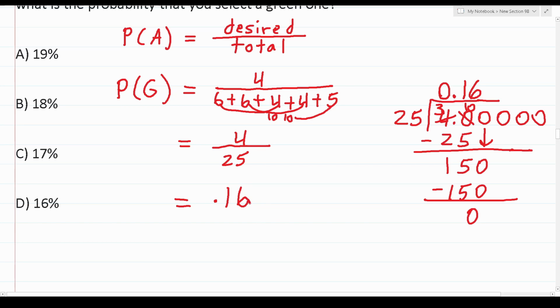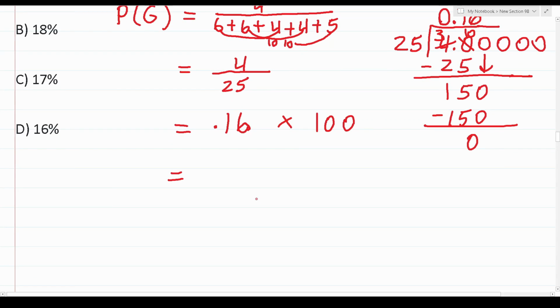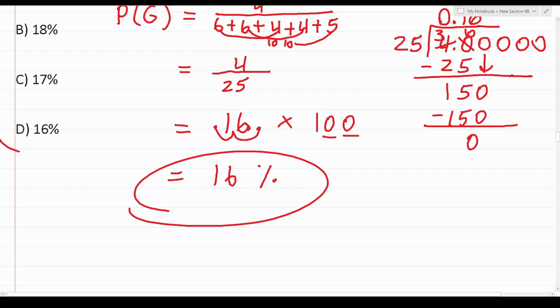And again, as we've seen in this video already, to convert a decimal to percent, we simply multiply it by 100. And when you multiply a decimal by the power of 10, all you do is take that decimal and shift it to the right according to how many zeros there are in the power of 10. Well, in 100, there are 2 zeros, so we're going to shift this 2 places to the right, so this just becomes 16, so that's 16%, which is answer choice D in this case.